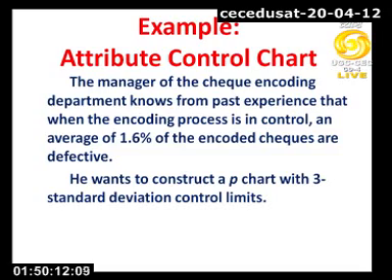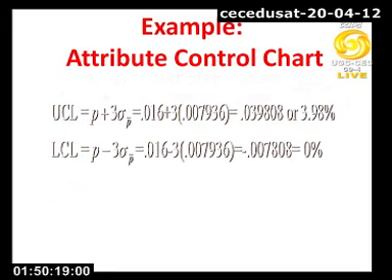The manager of the check encoding department knows from past experience that when the encoding process is in control, an average of 1.6% of the encoded checks are defective. He wants to construct a P chart with 3 standard deviation control limits. How to make it? We have already discussed the formula. Upper control limit is P plus 3 sigma P bar and lower control limit is P minus 3 sigma P bar. P is nothing but P bar, the mean.